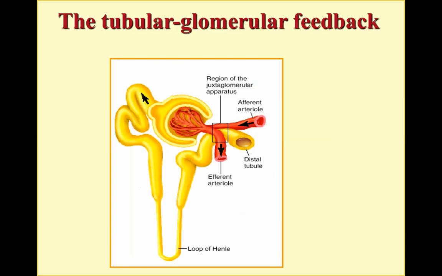This mechanism is called tubular-glomerular feedback, from tubules to glomerulus. It can happen where tubules pass nearby the glomerulus, and exactly the distal tubule always passes near the glomerulus, where it forms the juxtaglomerular apparatus. But let's start first from changes of the glomerular filtration rate.